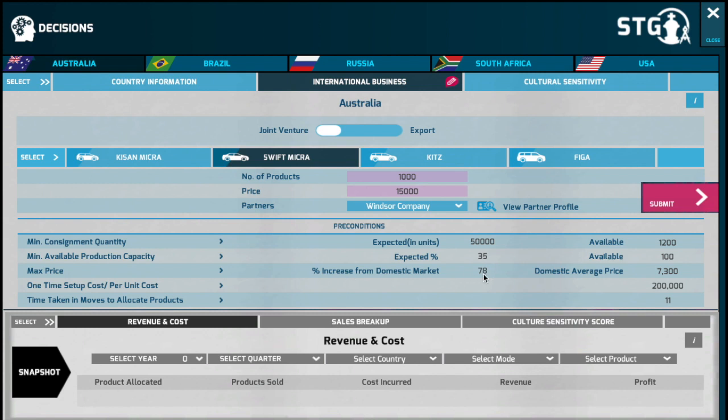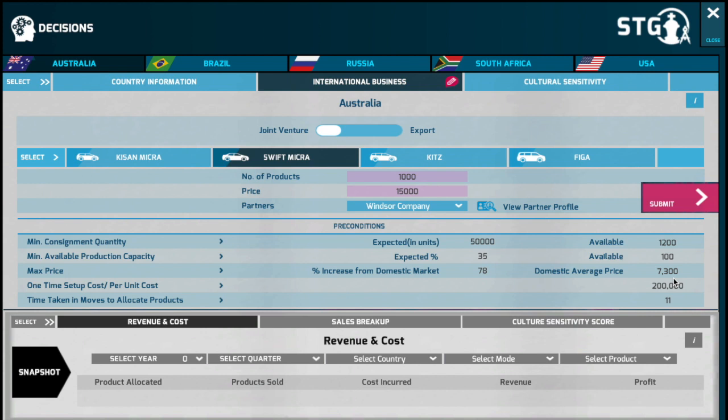The value mentioned here indicates the price that you could actually set for your products greater than the domestic market price that you have. For example, for Swift Micra, the domestic market price that you have set is about 7,300, and if you would like to have a joint venture in Australia, you would be in a position to set a value which is 78% more than 7,300.